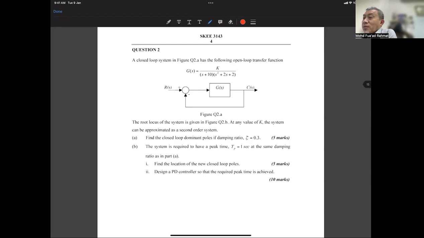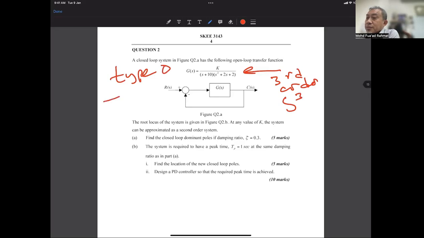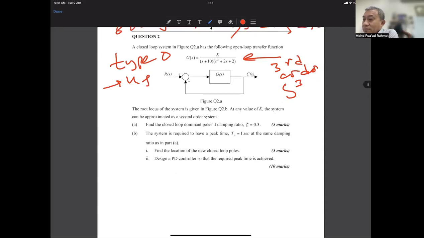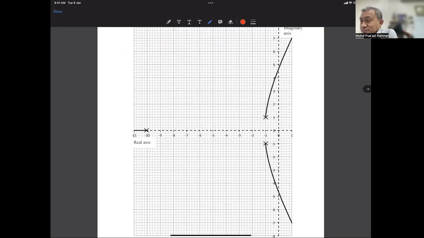So again, we look into this: it is a third order system, Type 0, with 3 open loop poles, hence 3 root locus paths. And the root locus is given. See, it's given there.